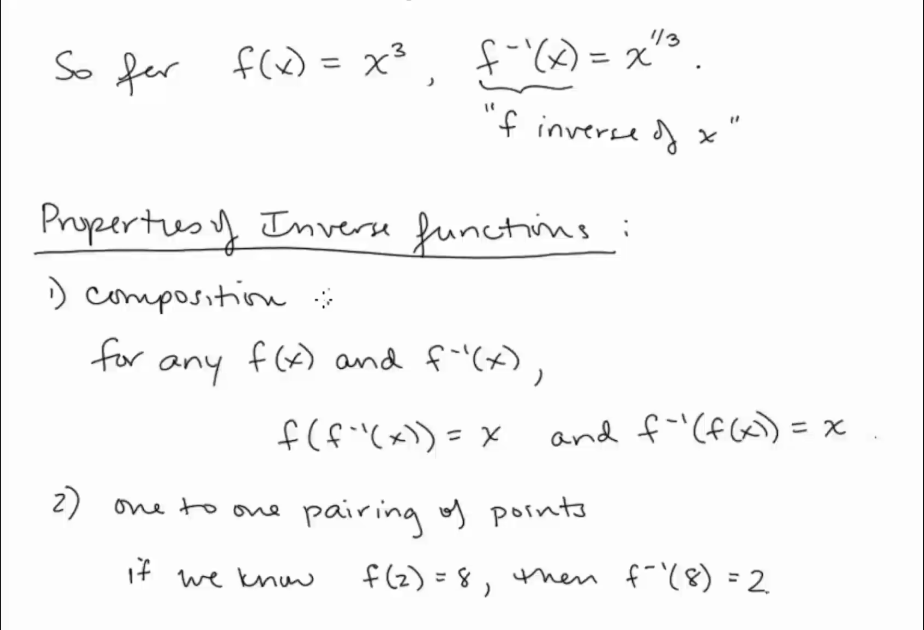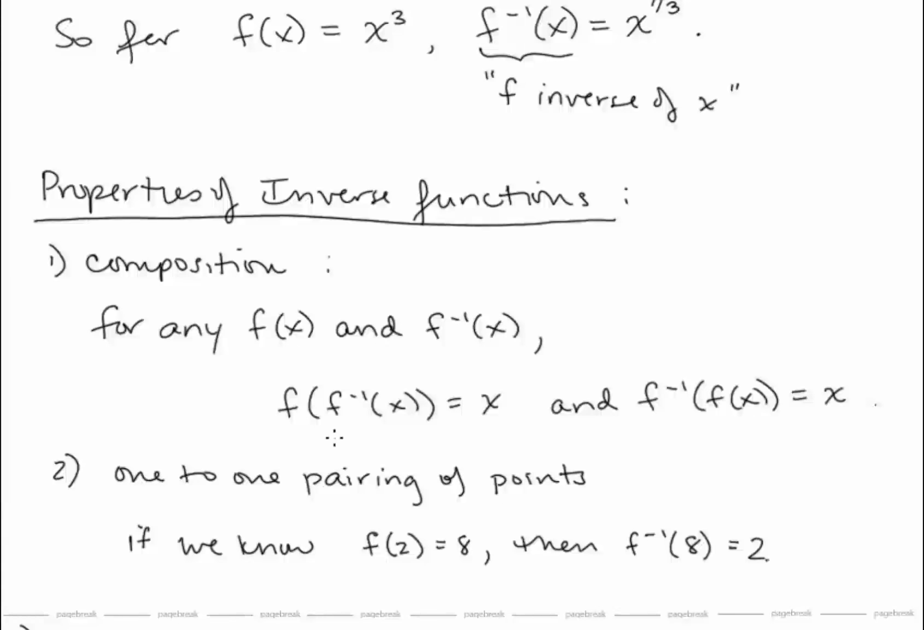Essentially, inverse functions undo each other. So for any f and f inverse, when you compose them in either order, you get back what you started with. And we'll take a look at that in just a second. The other property that's important to us about inverse functions is the one-to-one pairing of points. And we saw this a little bit as we were talking about the horizontal line test. But we'll take a closer look at the graphs of these two functions in just a second. Essentially, we're saying if we know that f of 2 is equal to 8, then we know that f inverse of 8 is equal to 2. It's like a monogamous relationship between the x and y pairs.